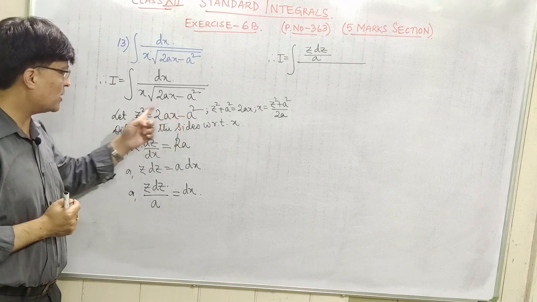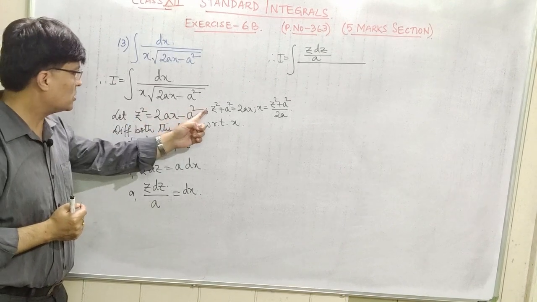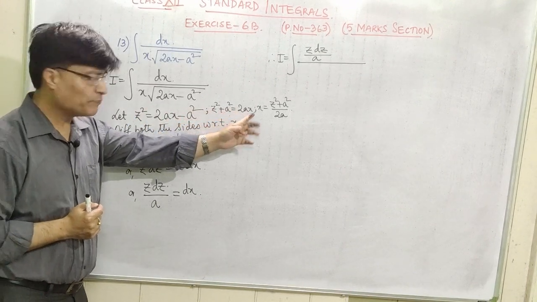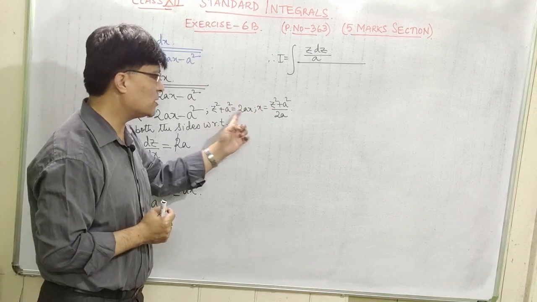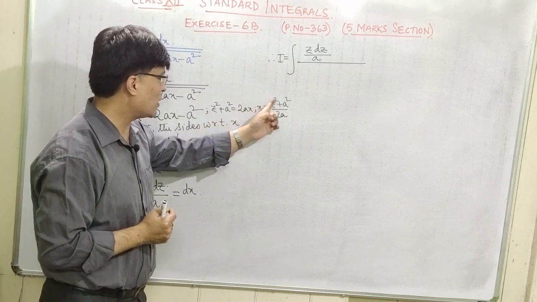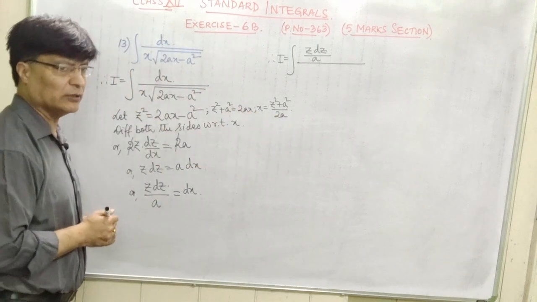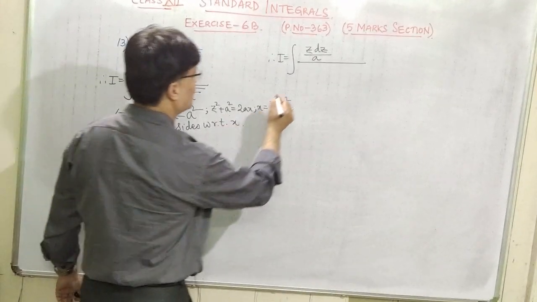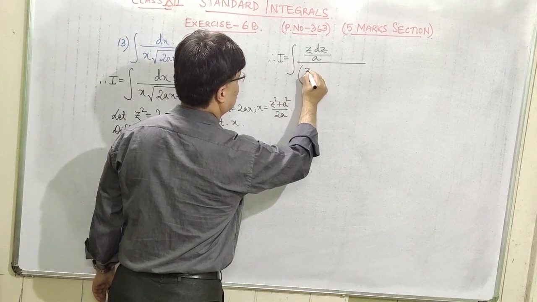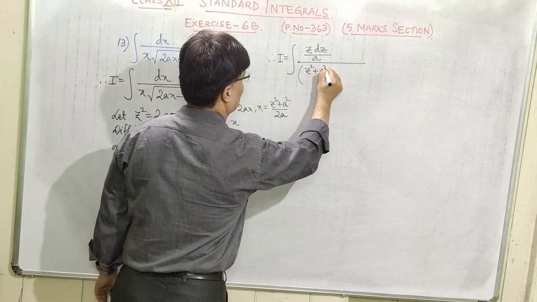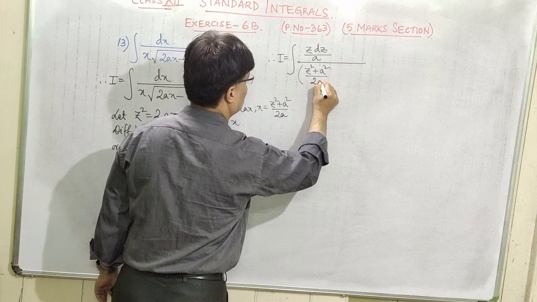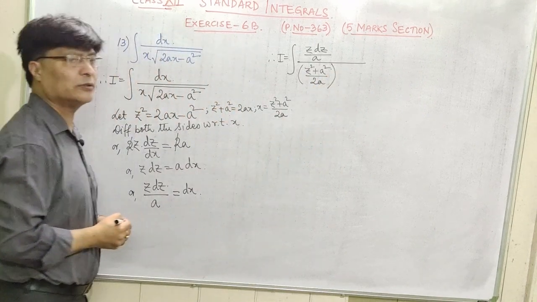What is the value for x from here? First of all, minus a square is taken to the left hand side, so it is z square plus a square is 2ax. And what is the value for x from here? 2a is taken to the left hand side, so it is z square plus a square whole divided by twice a. That is the value for x. So let us put it out here. What is the value for x in this case? This is z square plus a square divided by 2a, bracket closed.